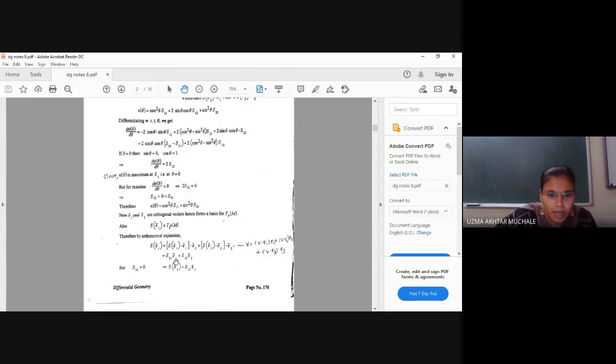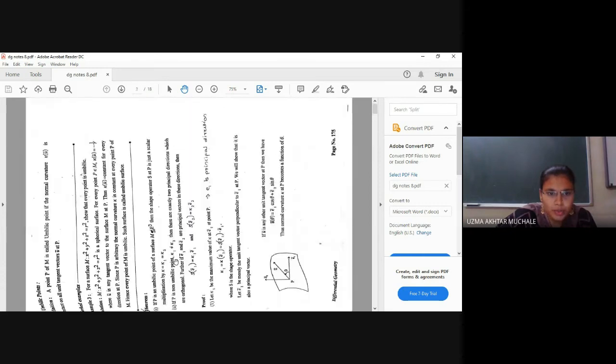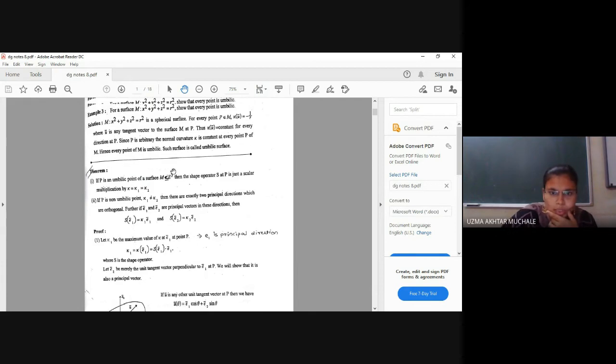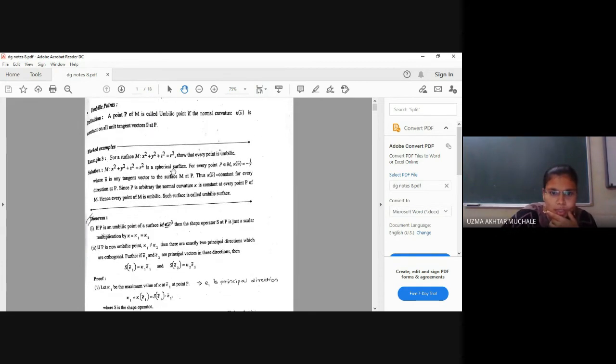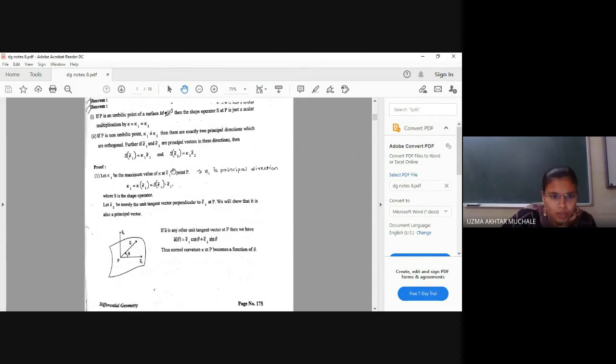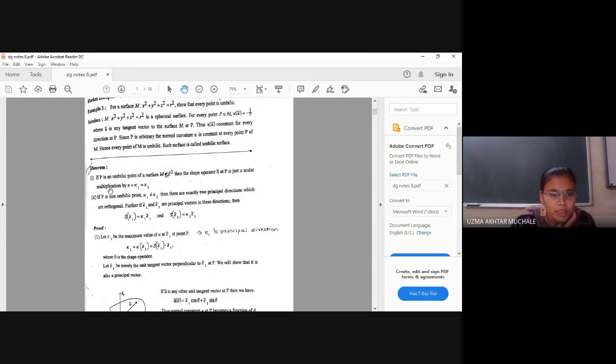Okay, before going to that, I must tell you that you should go through this theorem, which is after the normal curvature. This theorem is very important. Note down this. Actually, it is on, I think, page number 175 on your Shivaji University notes. What is given to us? P is an umbilic point of the surface M in the shape operator.